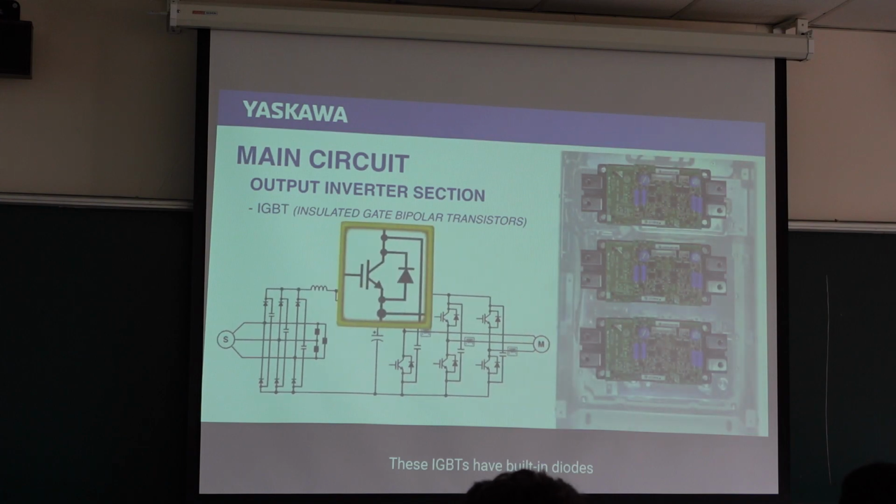These IGBTs have built-in diodes that allow current to flow in the opposite direction of the current flowing through the IGBT. We call this a freewheeling diode, or free wheeling diode, as may be encountered when turning the IGBT off or when exposed to regenerative currents.